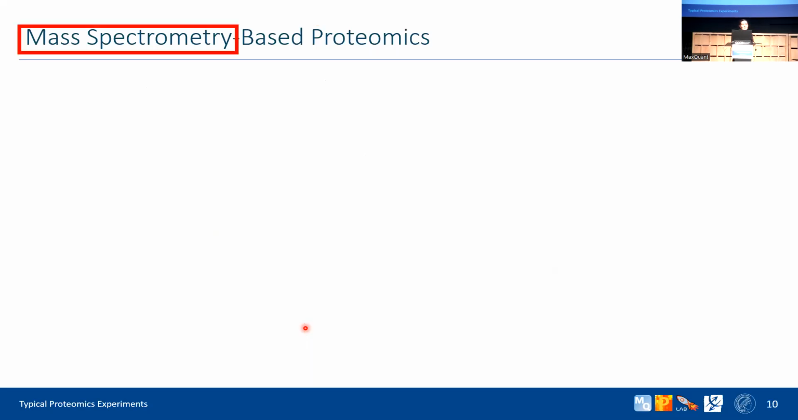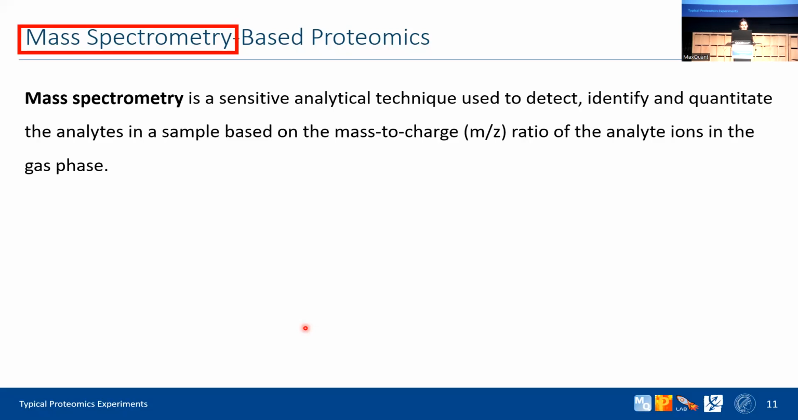So we are going to do proteomics experiments. We can do proteomics with different techniques, but for this summer school, we're going to show how you do proteomics using mass spectrometry. So what is mass spectrometry? Mass spectrometry is a sensitive analytical technique used to detect, identify, and quantitate the analytes in a sample based on the mass to charge ratio of the analyte ions in the gas phase.